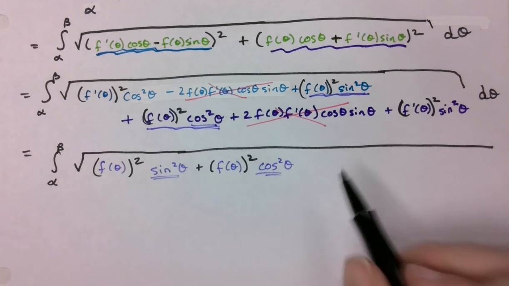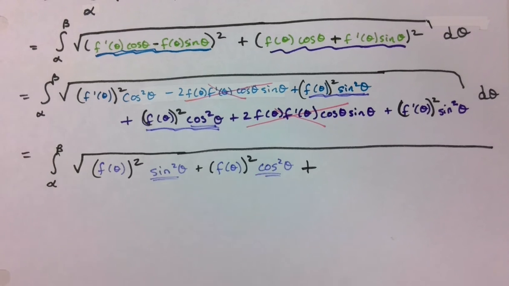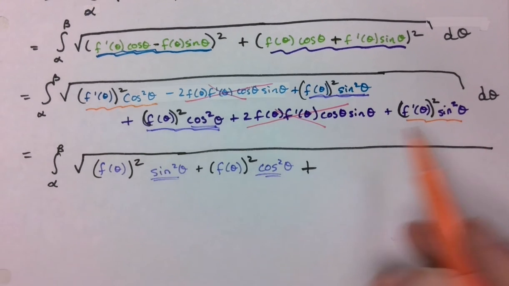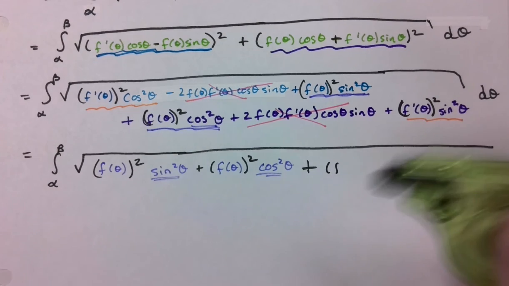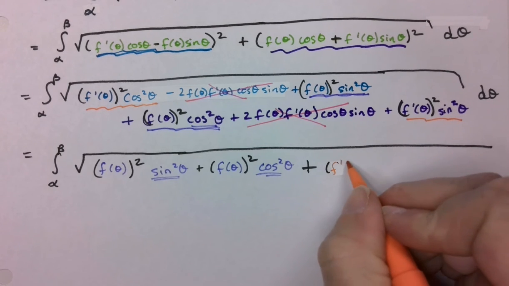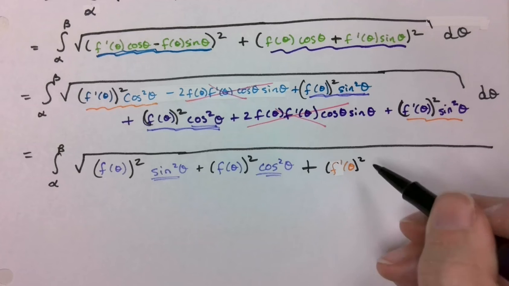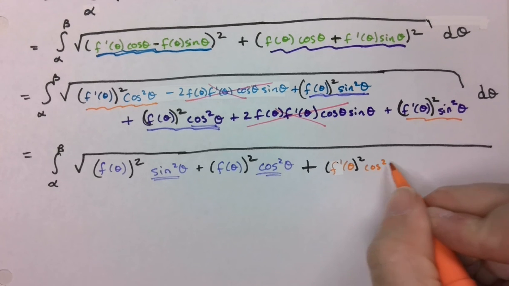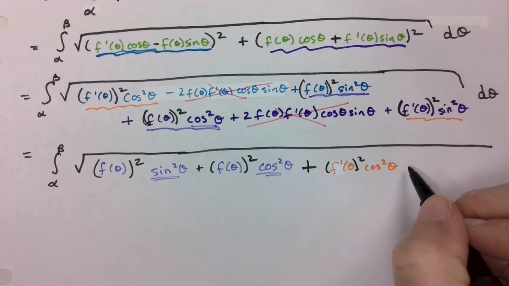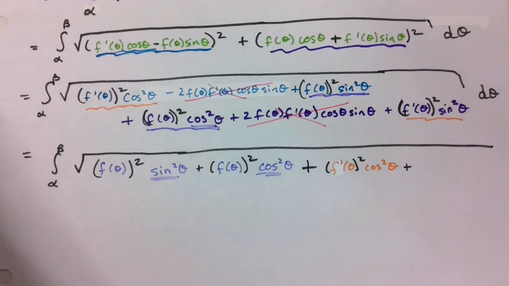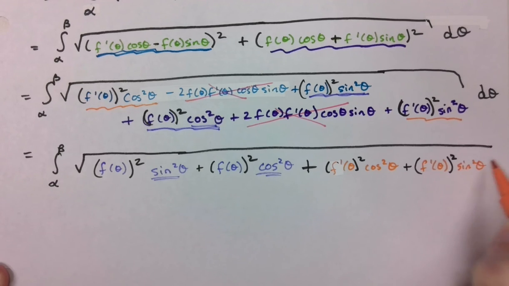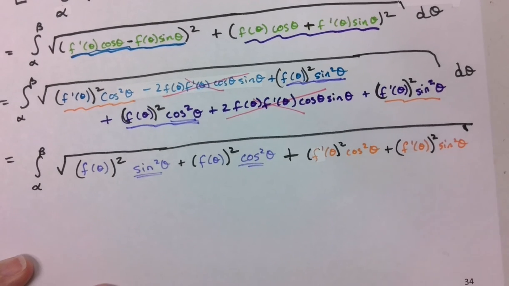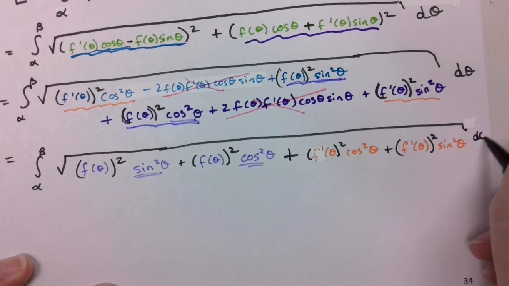Now, all of that is added to, now let's take these other two, this f prime one right here and this f prime one right here. So you'll notice they both have sine squared and cosine squared. So it's f prime of theta squared times cosine squared, and then plus f prime of theta again, and then it's sine squared. Oops, and we have to close that square root right here, and we have to slip a d theta at the end.